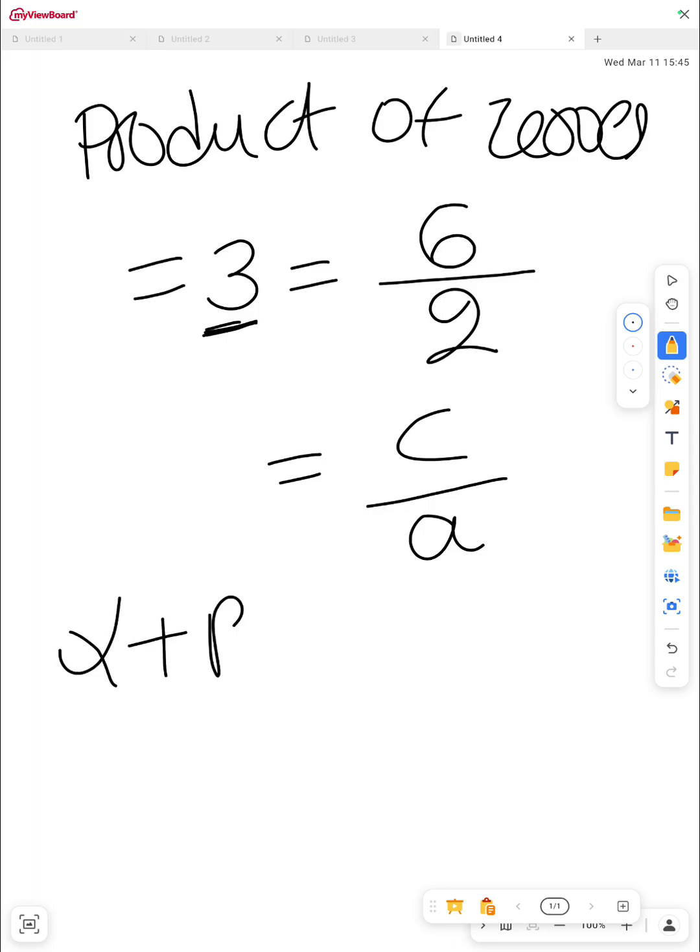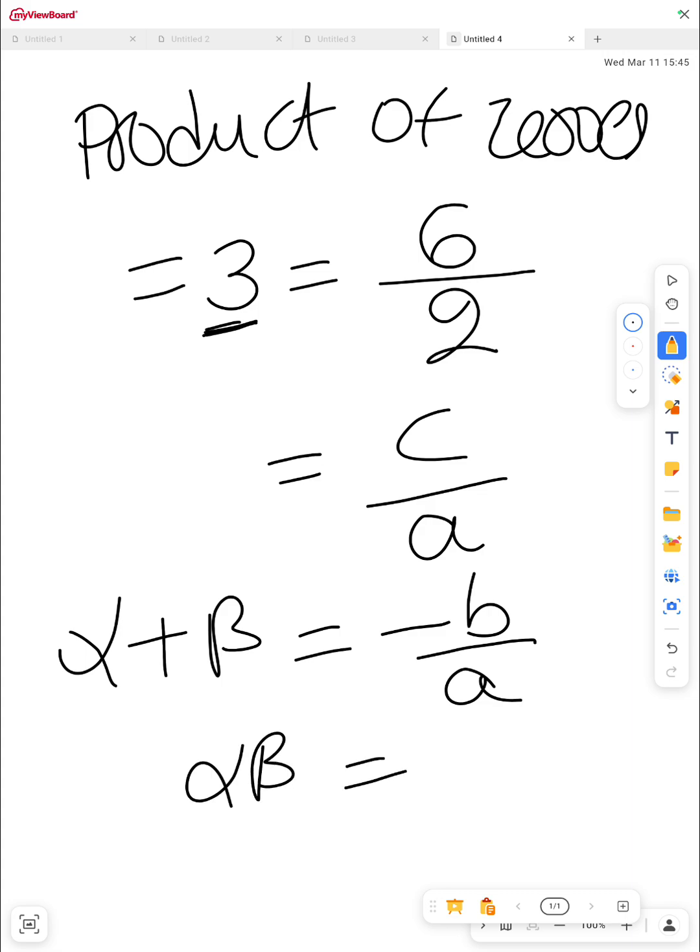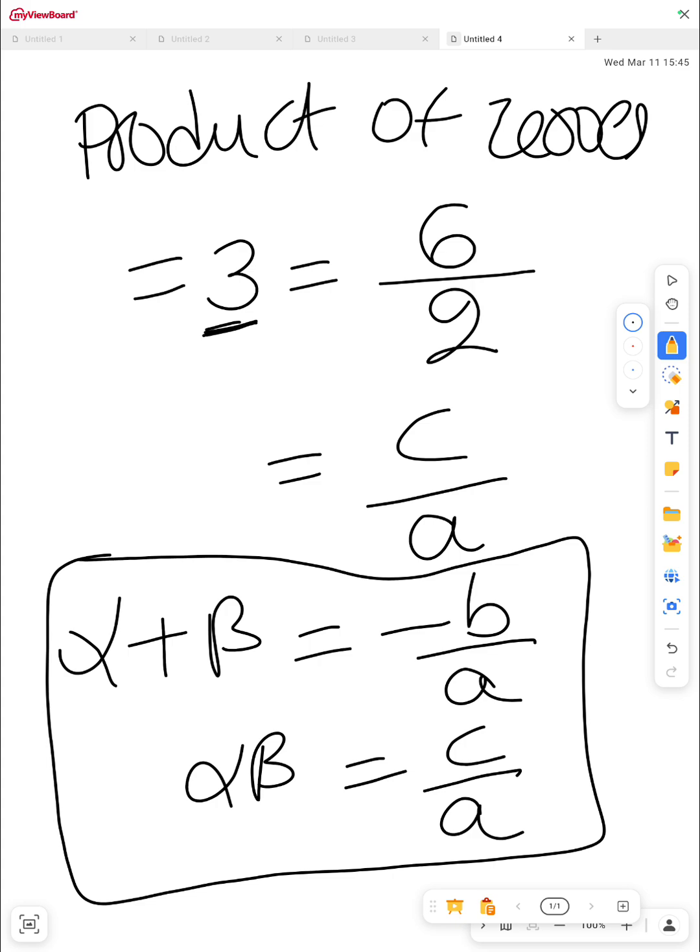Finally, alpha plus beta is equal to minus b by a, and alpha beta is equal to c by a. This is the main formula we are going to use in all the questions.